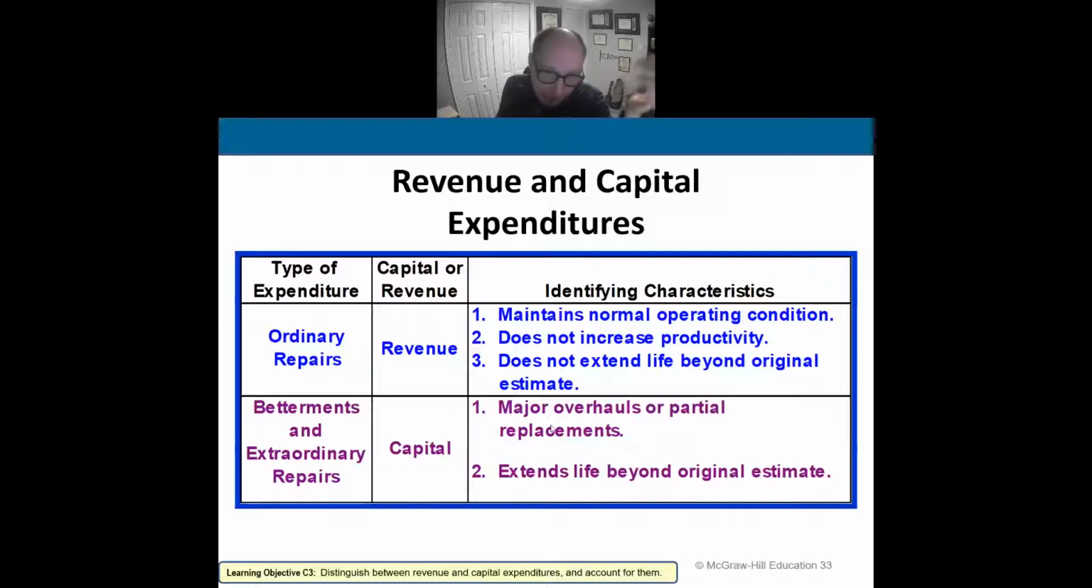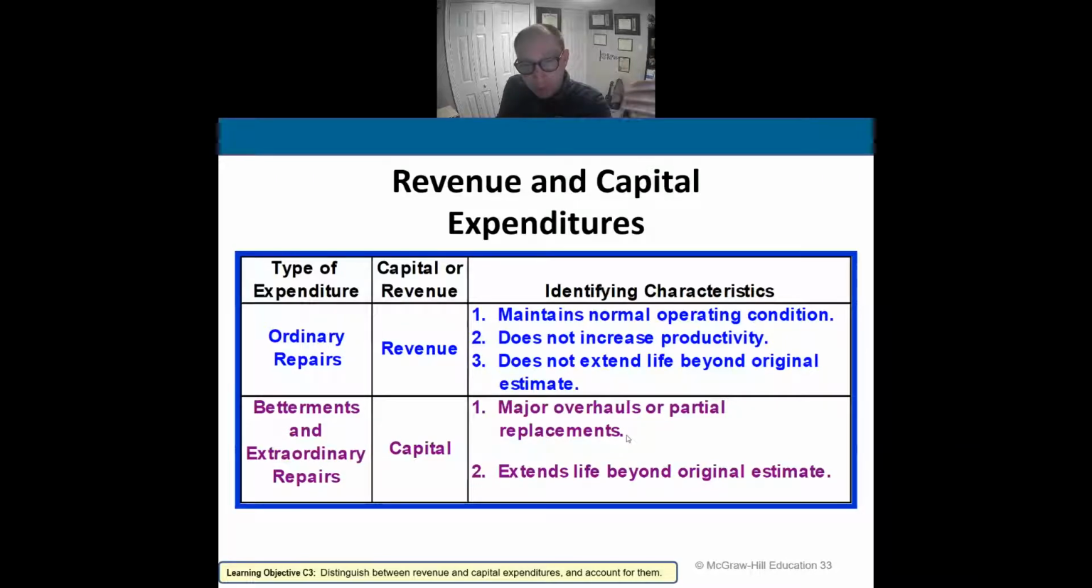So these are things that we consider when something like that happens. And that was my example. That happened to me at the hotel, and it was very costly. I always like sharing those examples. So we have ordinary repairs. This is just general repairs and maintenance. That just goes on the income statement as an expense.